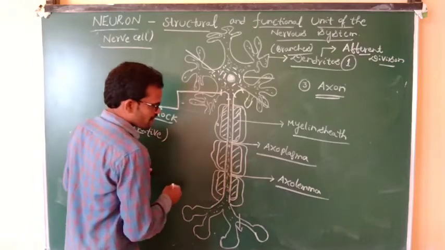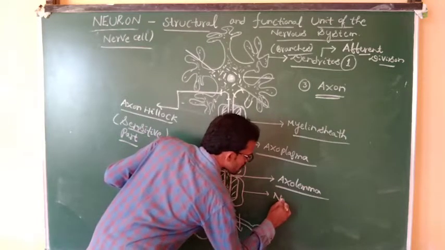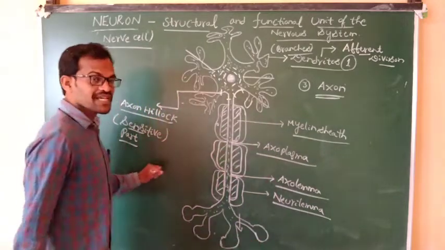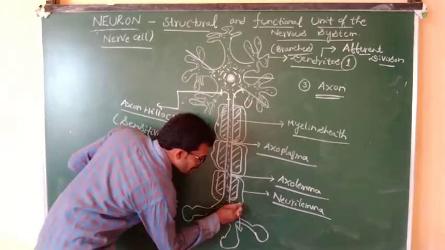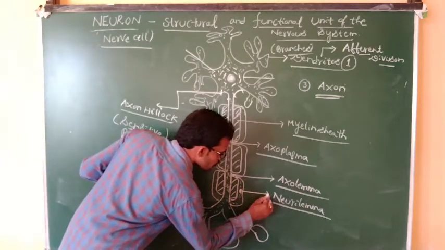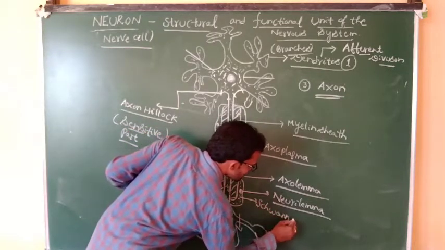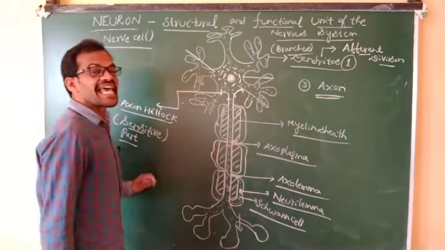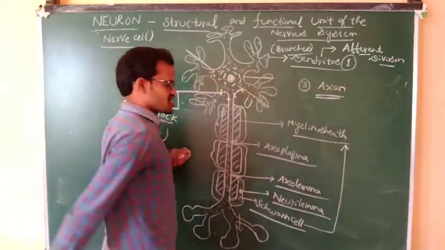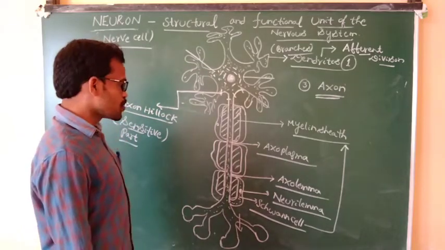Coming to the next one, after the myelin sheath, it is nothing but the neurolemma. Inside the neurolemma is the cytoplasm of the neurolemma, which is nothing but Schwann cells. What is the function of the Schwann cell? The Schwann cell produces the myelin sheath.